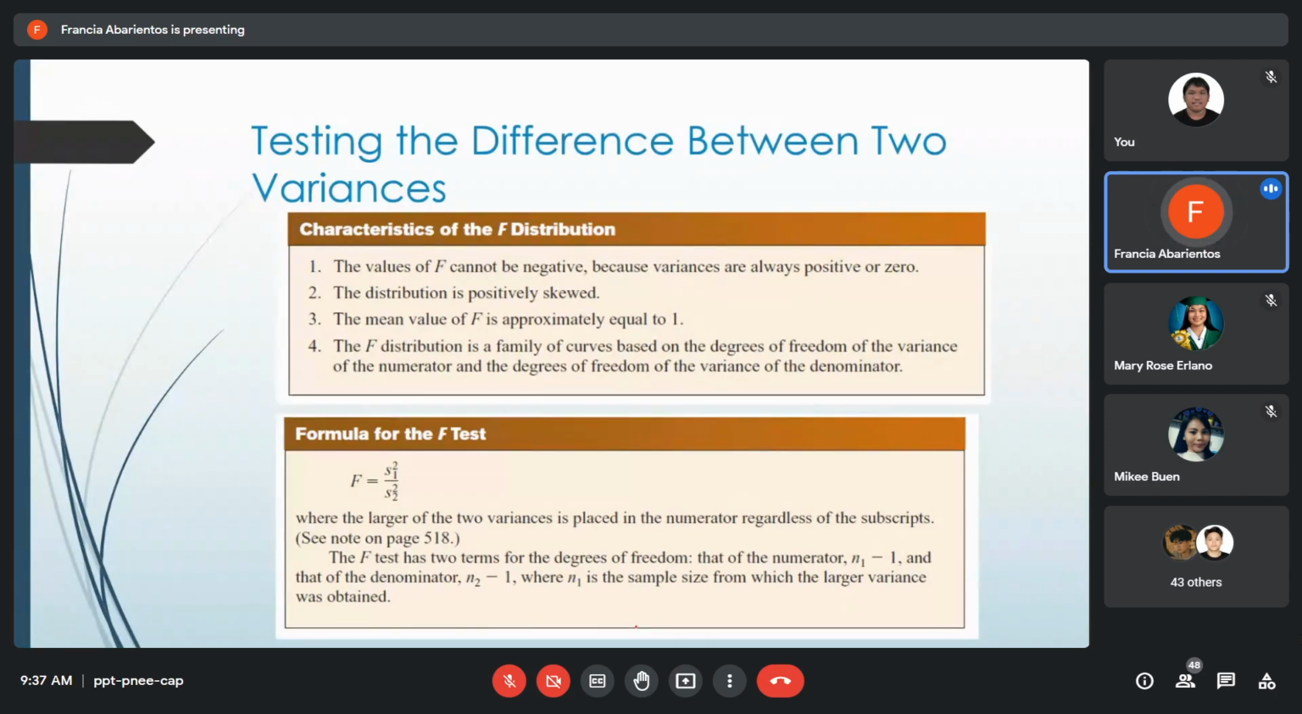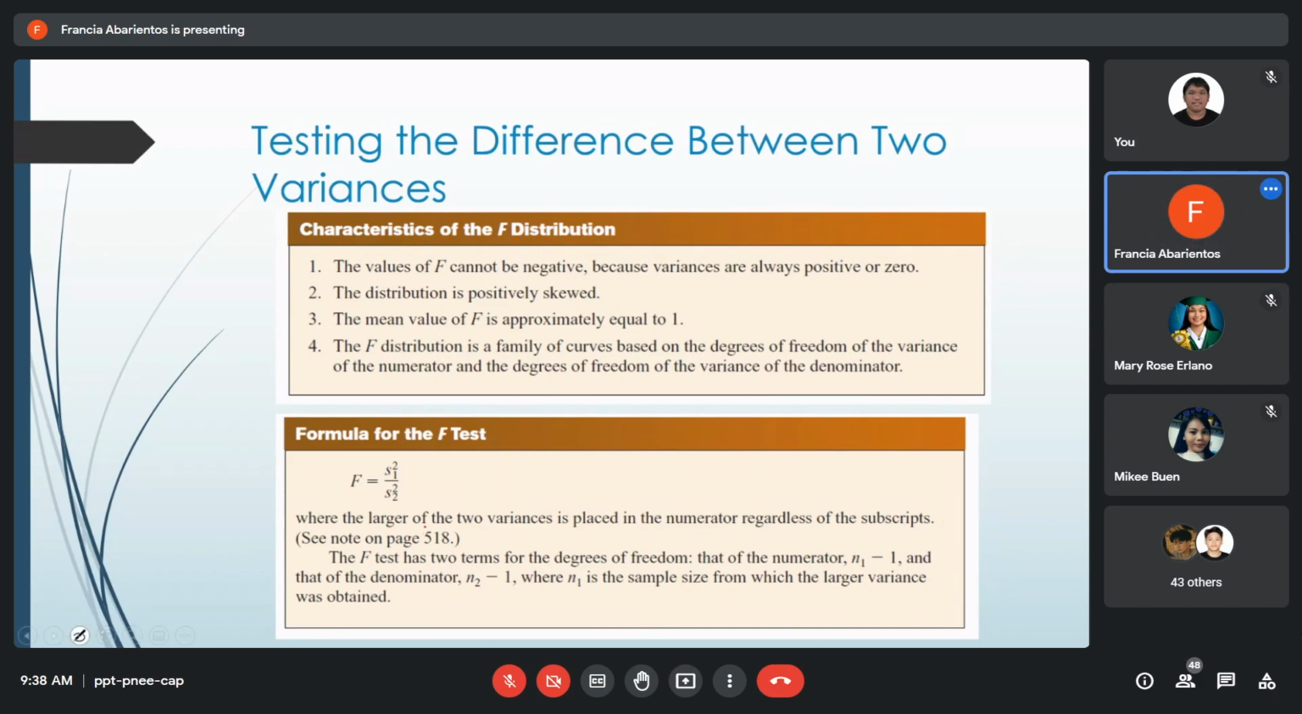Next, we have the testing of the difference between two variances. Ano yung characteristic ng F distribution natin? The values of F cannot be negative because variances are always positive or 0. The distribution is positively skewed. The mean value of F is approximately equal to 1. The F distribution is a family of curves based on the degrees of freedom of the variance of the numerator and the degrees of freedom of the variance of the denominator. So we have the formula of the F test.